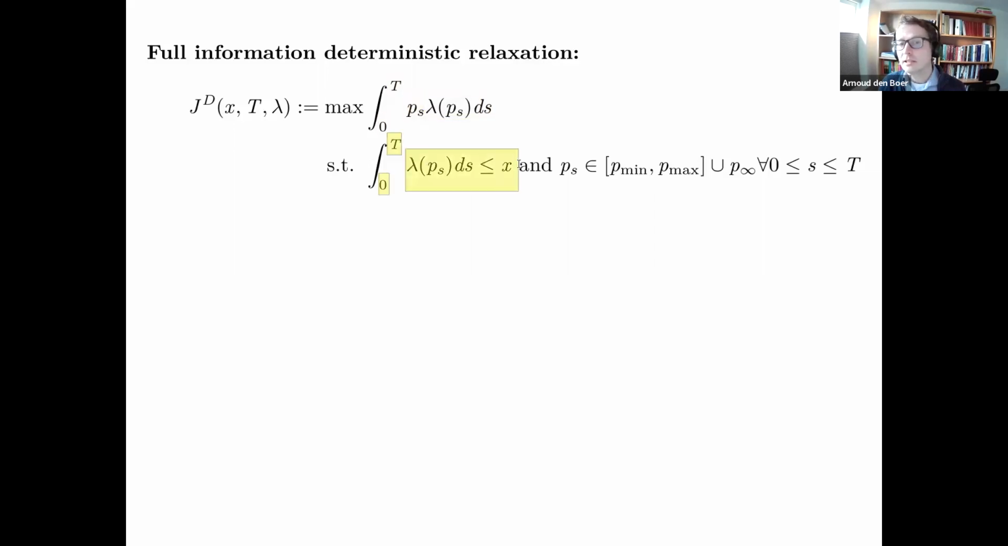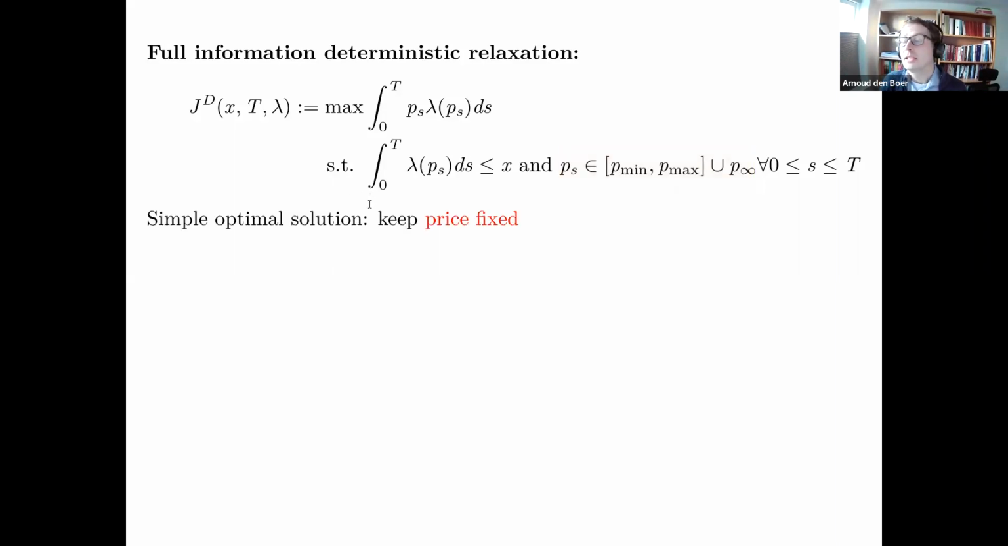And the constraint is that I cannot sell more than my inventory. So this is my expected demand. That cannot be more than my inventory. And of course, prices should be in the feasible range. Now, this is a deterministic problem. There is no randomness anymore. All randomness has disappeared. I just assume that instead of randomly arriving customers, there's a flow. I set the price and that induces a flow of customers. And if price increases, then the rate decreases.